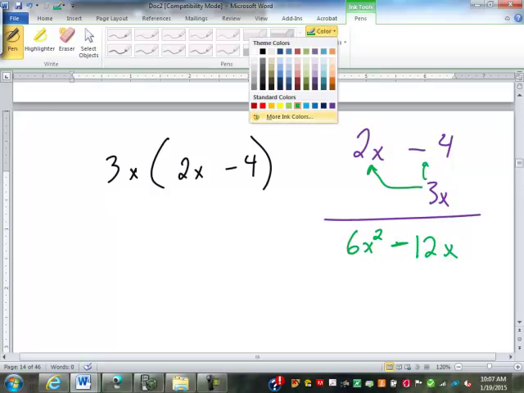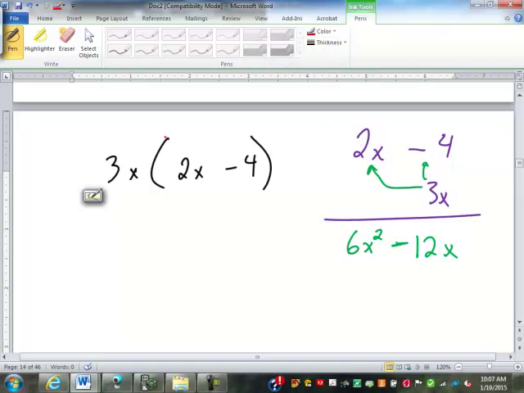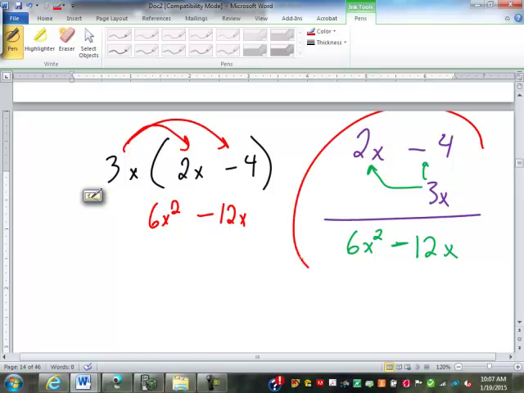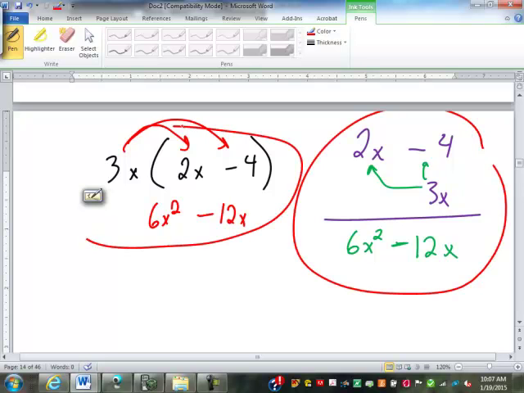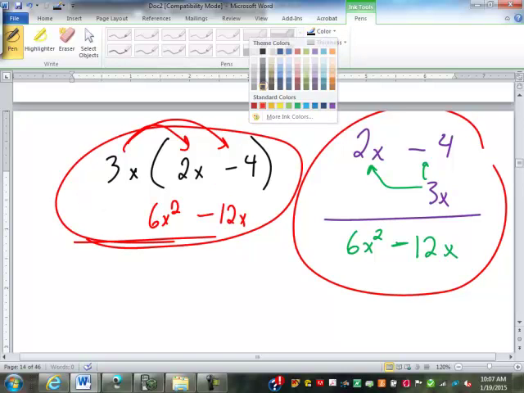And, of course, we could have just done distributing over here if that's the way you're used to doing it. I'm not going to stop you. Just 3x times 2x is 6x squared. 3x times -4 is a -12x. You get the same answer. To me, this makes more sense, but as we move along and get better at this shortcut, it does save some time and space, and we will start doing it the short way like that eventually.